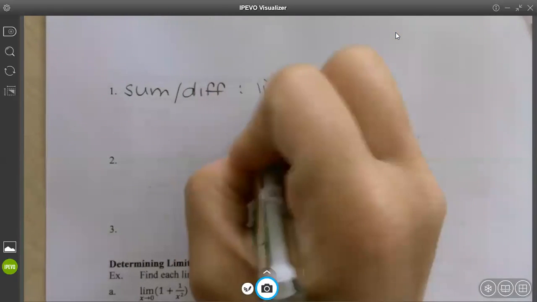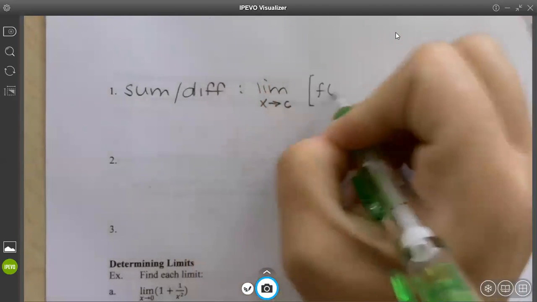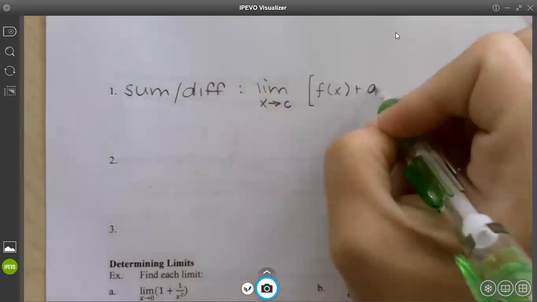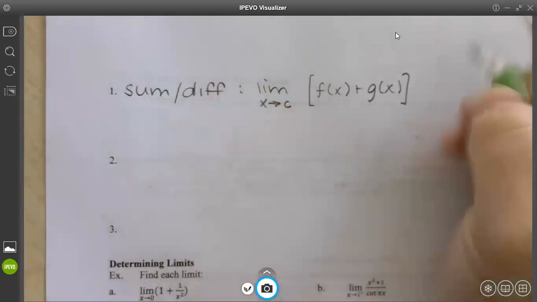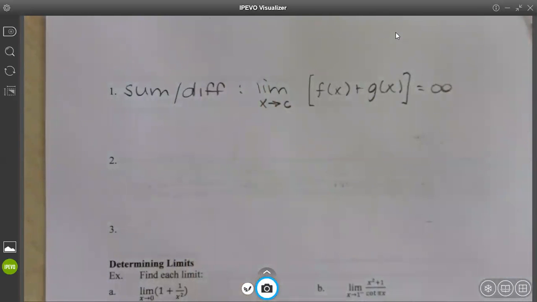So the limit as x approaches C of f of x plus g of x will still equal infinity.